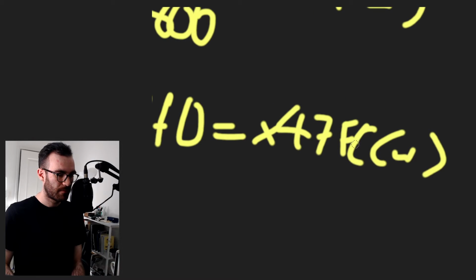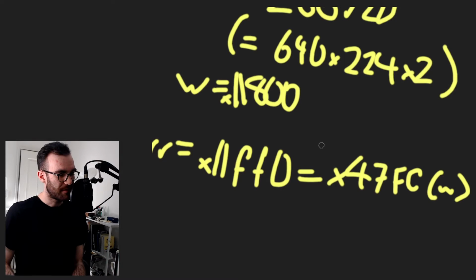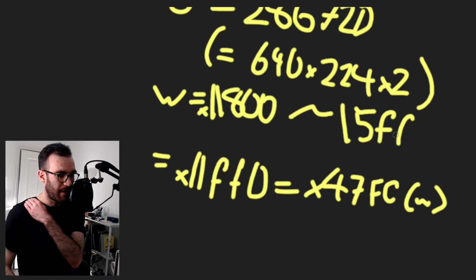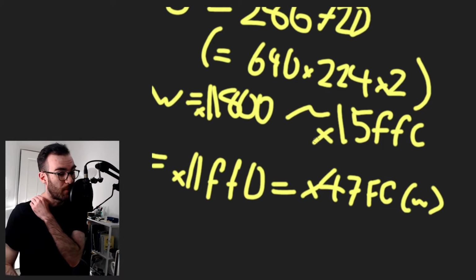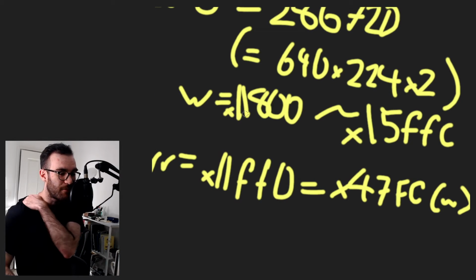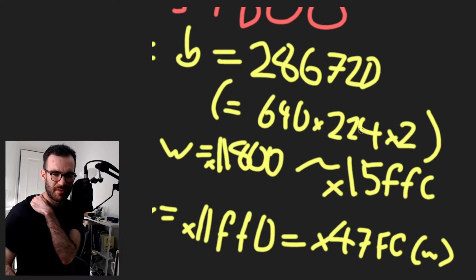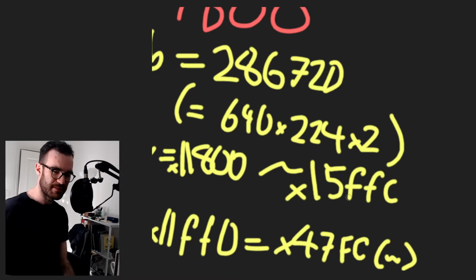In words. Let's make that C look more like a C. Let's make it look less like an O in words. 47FC. So the width, according to this, should be 15FFC, sorry for mixing case in my hex. That's okay. In words, 15FFC instead of 11800, which is a weird number. It's a really weird number. It's a bafflingly weird number, in fact. I don't understand where this number is really coming from.